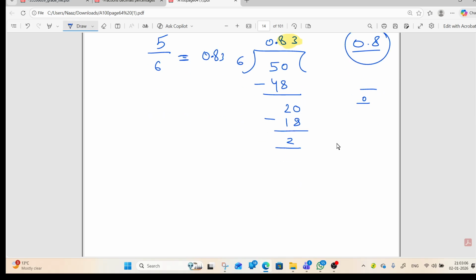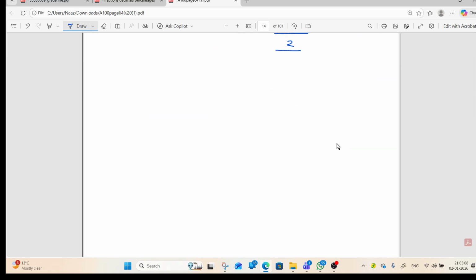Okay, that's how we convert a fraction into decimal. Clear? Clear. Okay, good.